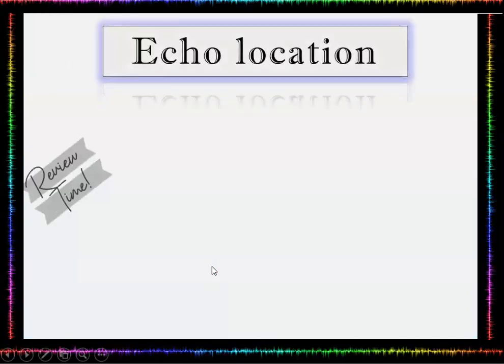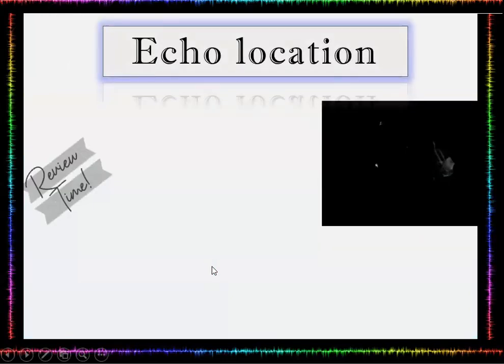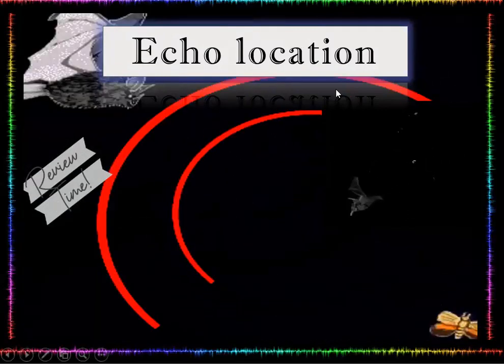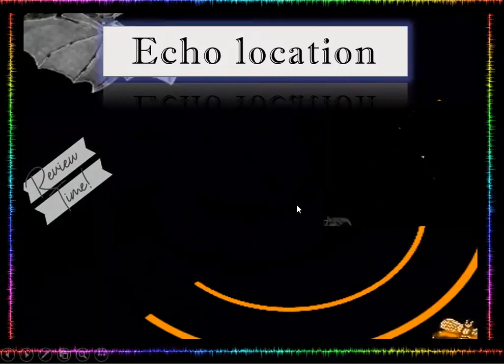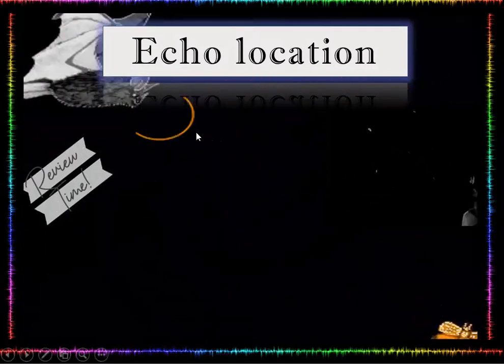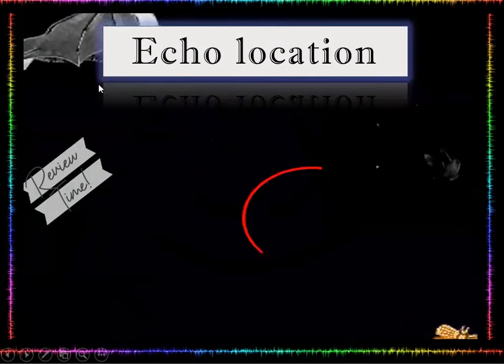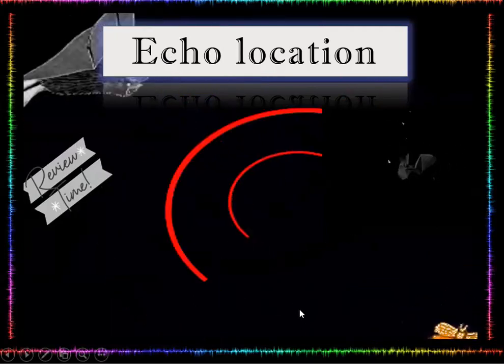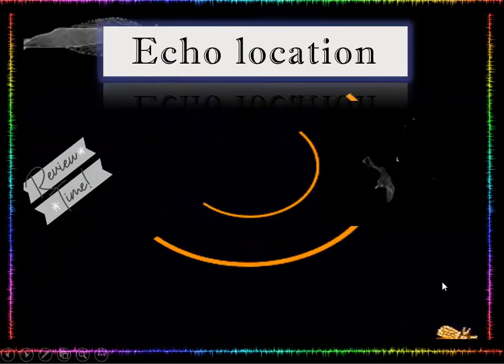Echolocation. Students, bats make squeaking sounds and use their ears to pick up the echoes from objects around them. This is called echolocation. It helps bats to find their way in the dark and to catch food such as flying insects.